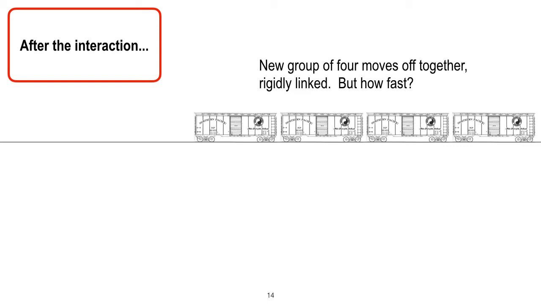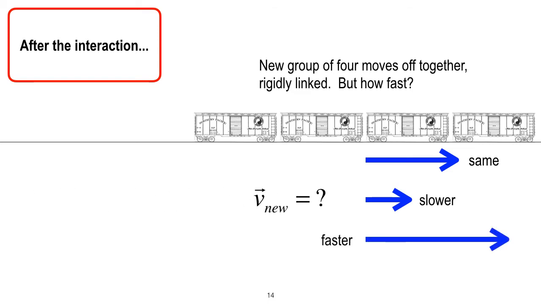But the question is, how fast are they going to go? I mean, is it going to be the same speed? Is it going to be slower? Is it going to be faster? Now, what actually is the new velocity, V subscript nu? And so that's what we're going to try to figure out in this problem.